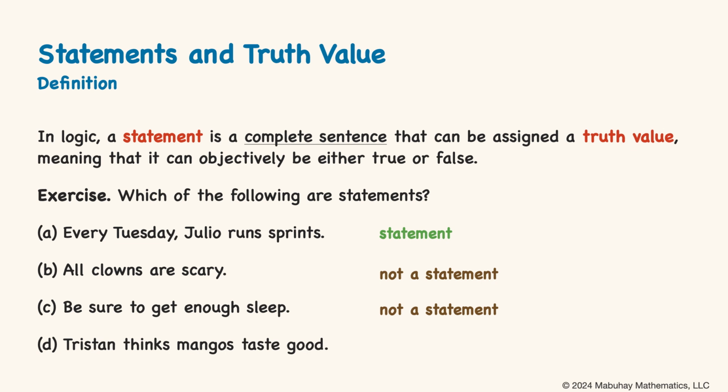Part D, Tristan thinks mangoes taste good. Well, this is about Tristan's opinion, right? That's not objective. However, this sentence is stating what Tristan thinks about mangoes. So it is an opinion whether mangoes taste good or not. But because this sentence is specifying Tristan thinks mangoes taste good, that could be true or false. Tristan might think mangoes taste good, Tristan might not. So this is different, for instance, than saying mangoes taste good, which would not be a statement in this context. Tristan thinks mangoes taste good is a statement. All right, let me know in the comments if you have any questions about that.